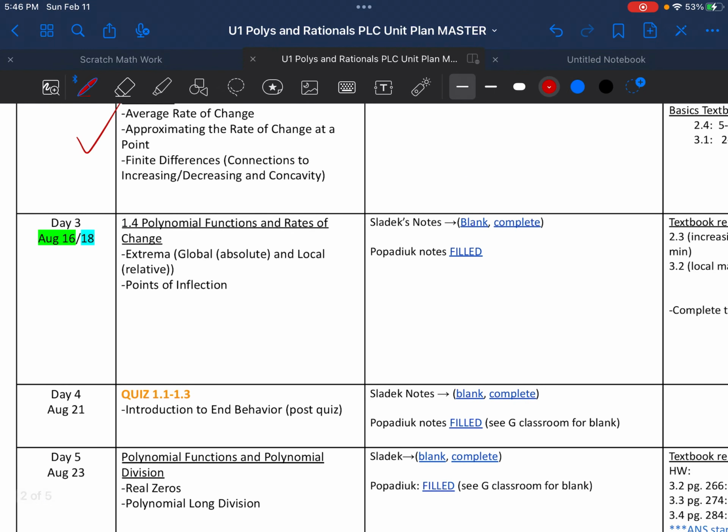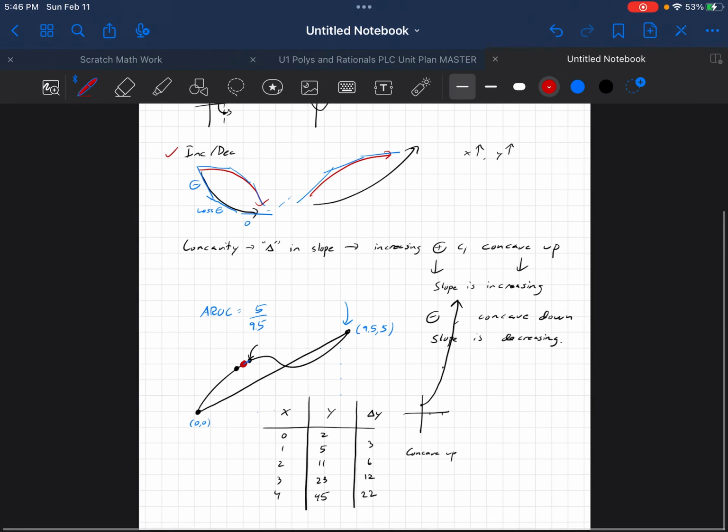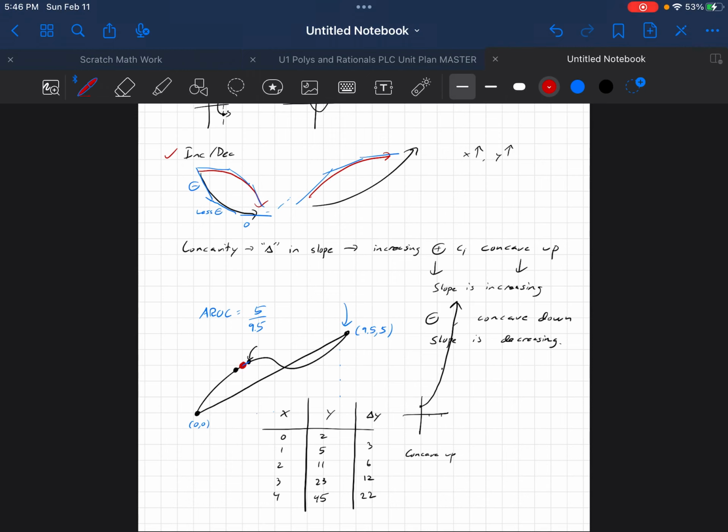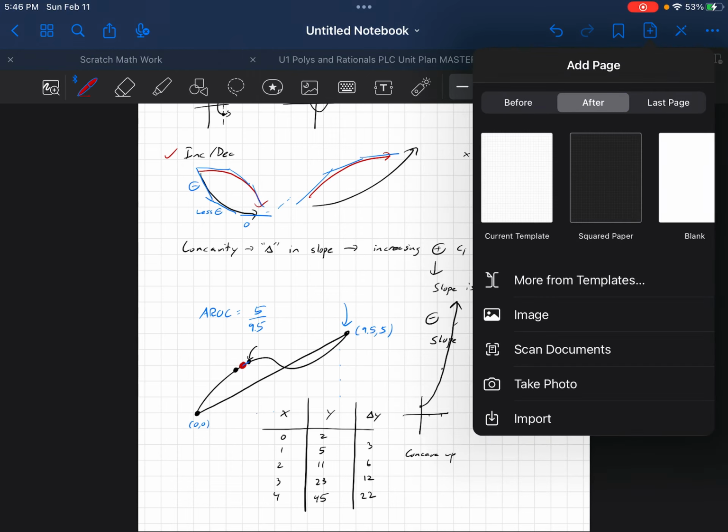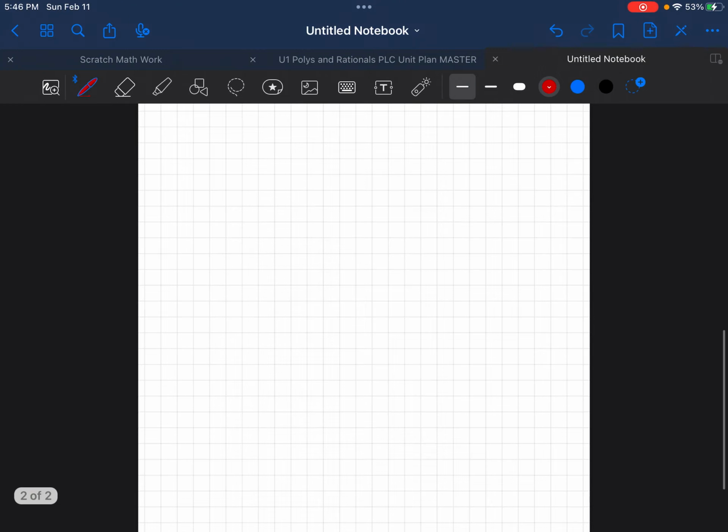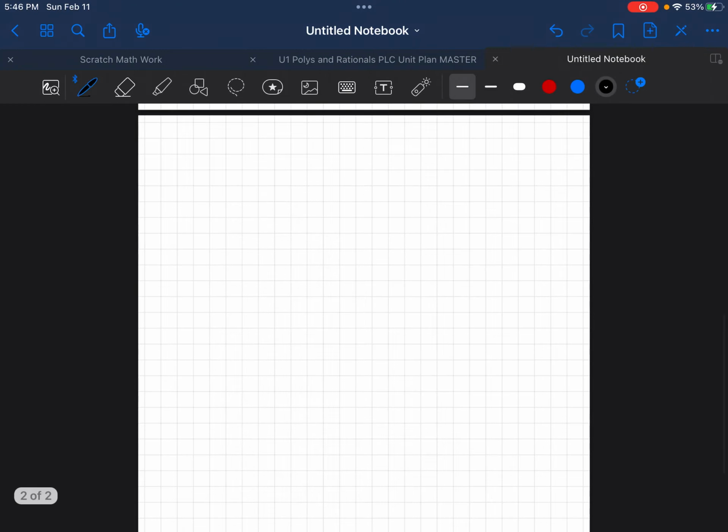1.4, polynomials and rates of change. With polynomials, let's define that. I need to add another page here. Yeah, I think I do the current template. All right, so for polynomials, you guys love this very formal notation for a polynomial.